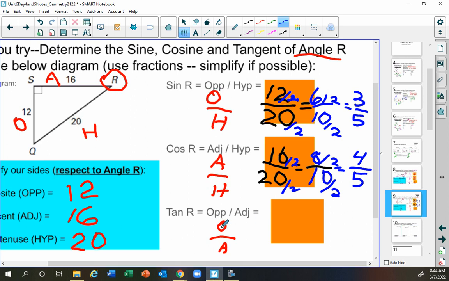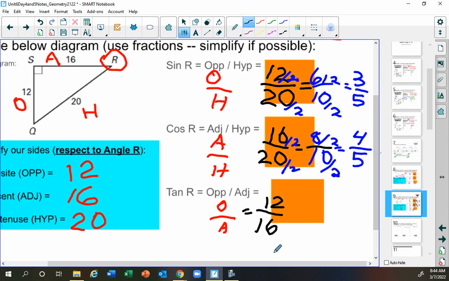Now, what about this last one? Opposite over adjacent. What two numbers am I going to set up for my fraction? 12 and 16. 12 over 16. Now, 12 over 16 can be simplified. Okay, I got an idea. Take your calculator, type in 12 over 16. What do you get when you get 12 over 16? You're going to get a decimal. 0.75, all right?